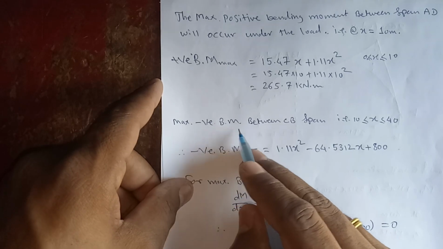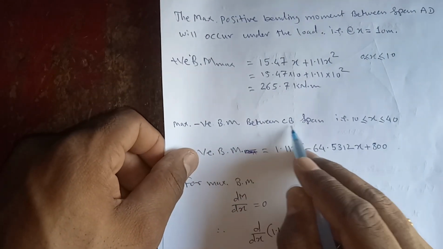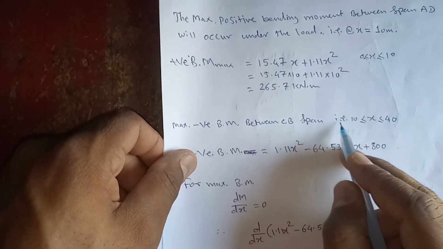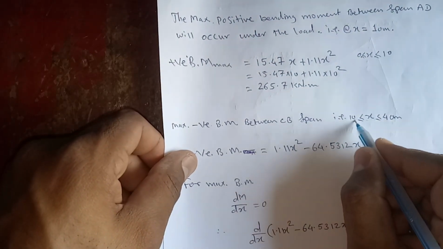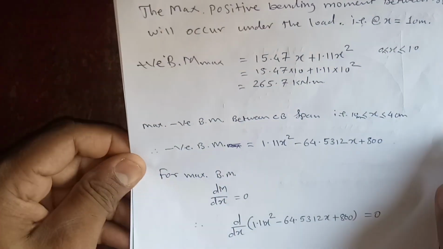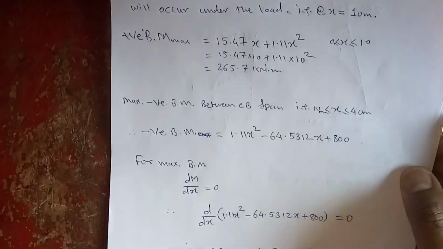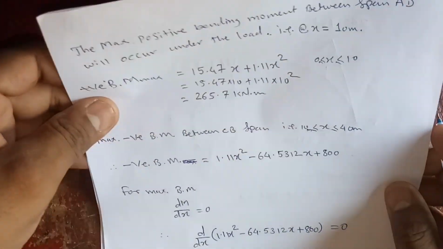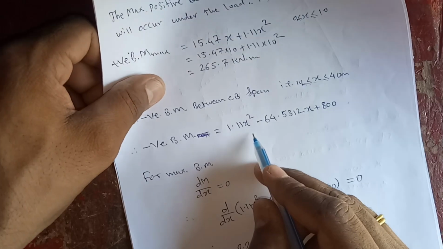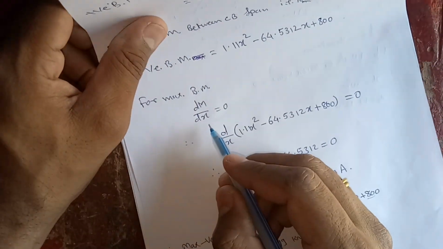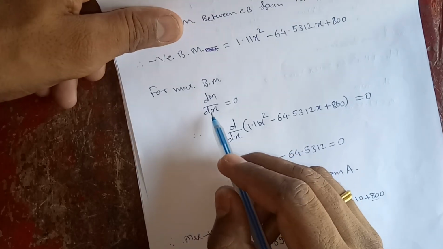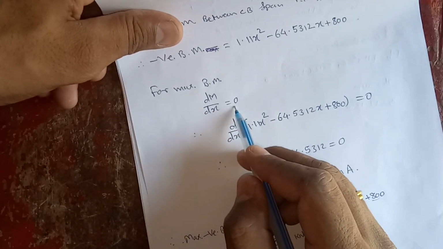Now the maximum negative bending moment between the CB span, that is between the 10 to 14 meter distance, right? We don't know exactly where it will be. So what we have to do is write down the bending moment equation, and then using differentiation we can find out the location. To have the maximum bending moment, dM by dx should be equal to 0.